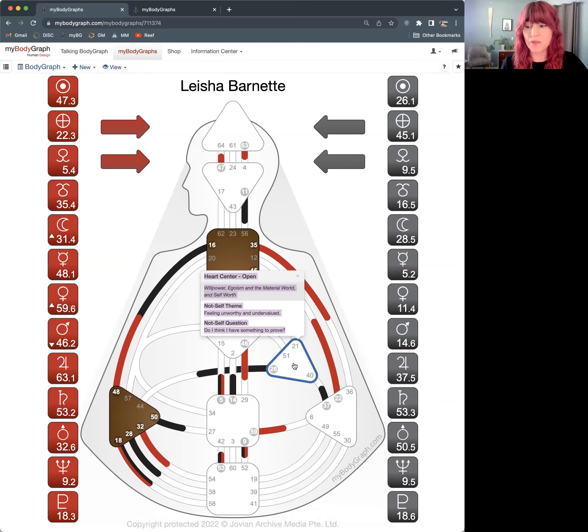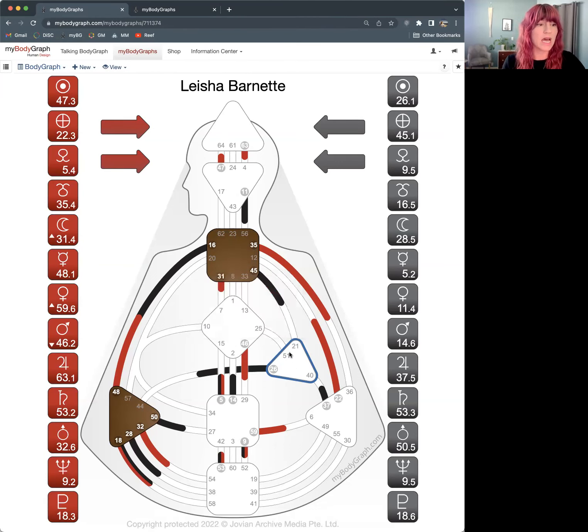This is a motor, so this is considered a motor. It's willpower, egoism, the material world, self-worth. We'll get into a little bit more of what it is.